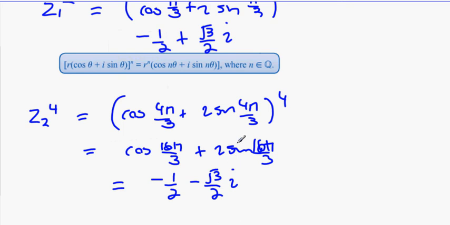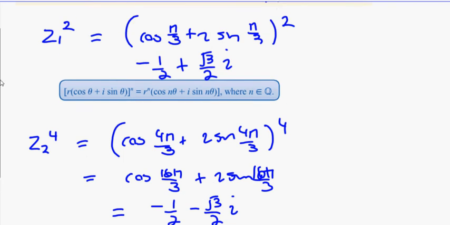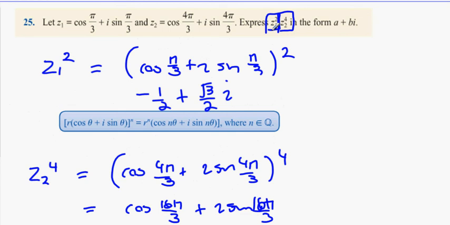Okay. So there we go. That's set 2. Now, the problem with this is it wants me to figure out what are the two answers multiplied by each other. So what is A multiplied by B? Okay, in the form A plus Bi.